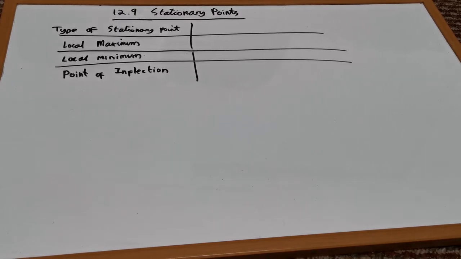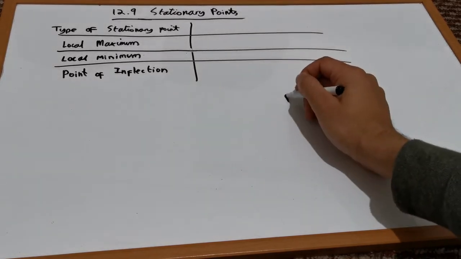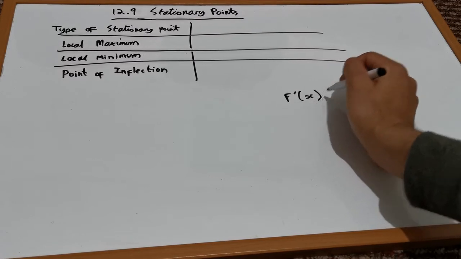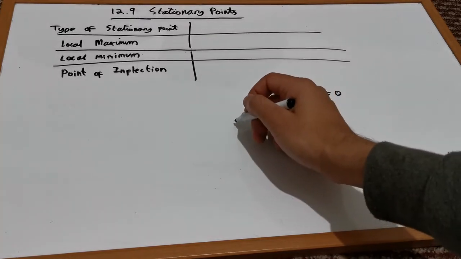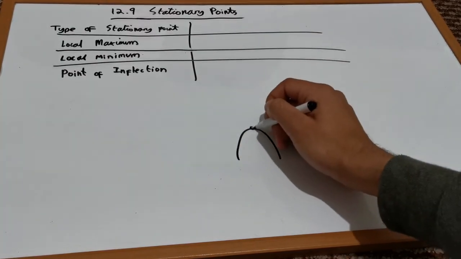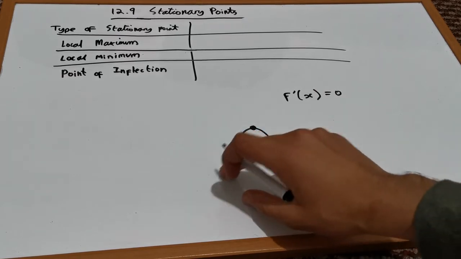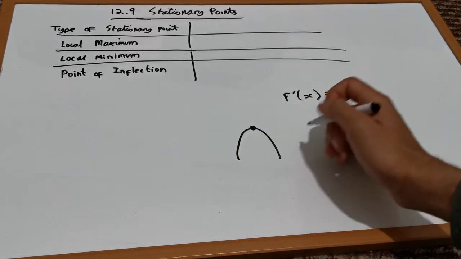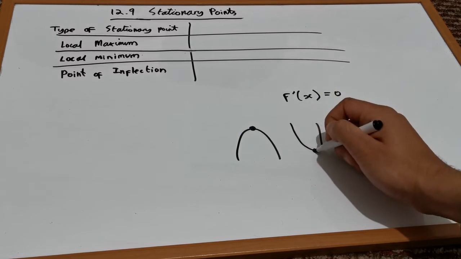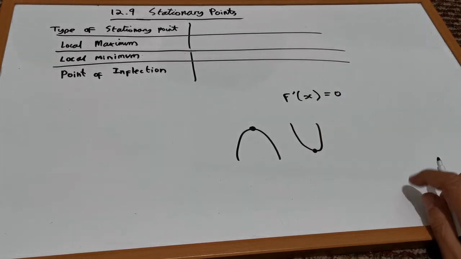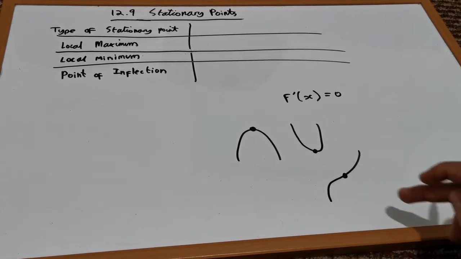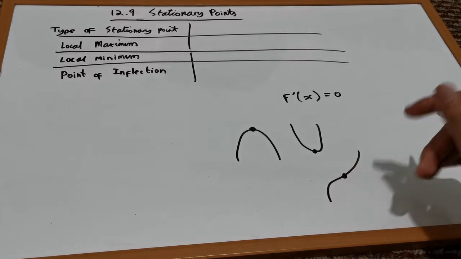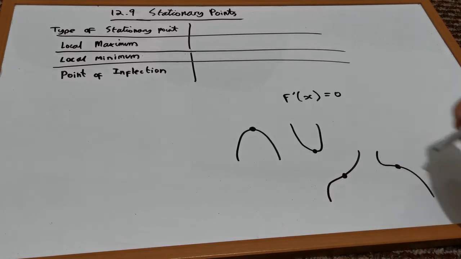Now, a stationary point is a point on a graph where the gradient is 0, or in other words, where f prime of x, so the derivative, is equal to 0. There are three types of stationary points. A local maximum, where the gradient is initially positive and then becomes negative. A local minimum, where the gradient is originally negative and then becomes positive. Or a point of inflection, where the gradient is either positive on both sides, or negative on both sides.